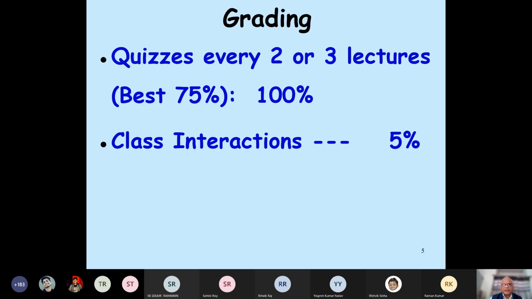But then Professor Rao and myself, we discussed and we said that we will conduct continuous quizzes. The computer architecture part in our lectures, every 2 or 3 lectures, we'll have one quiz, maybe of 10 minutes or 15 minutes. And that constitutes 100% mark for the computer architecture course.